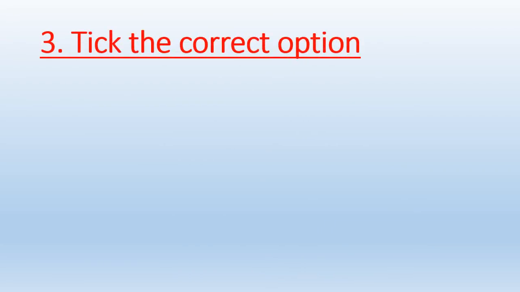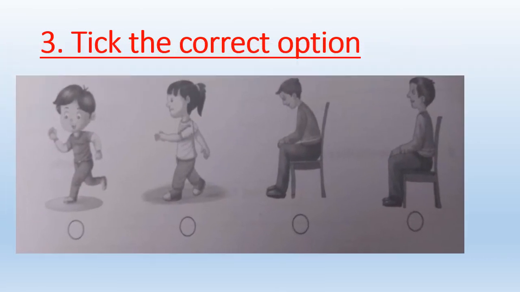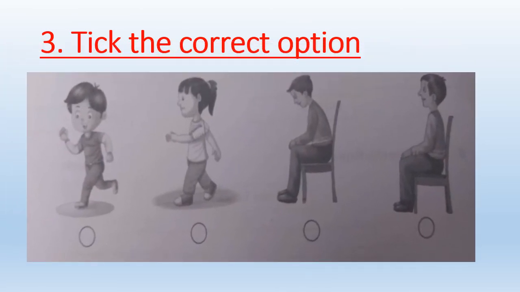Part 3 is tick the correct option. So here we are having some pictures of some postures. First we will have to identify whether the postures are correct or not, and if the posture is correct, we'll put a tick mark under it. Okay.